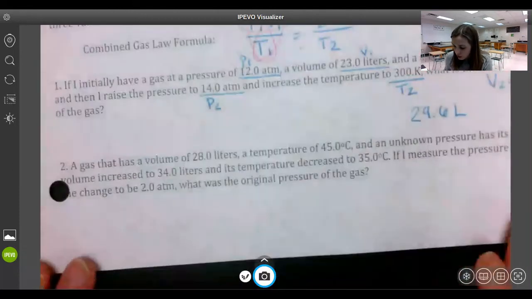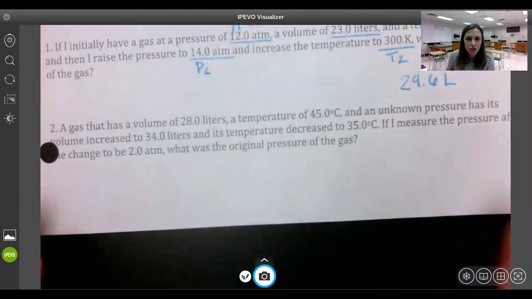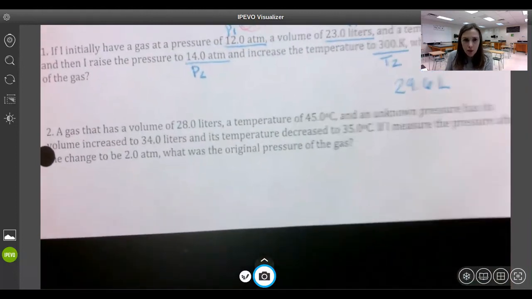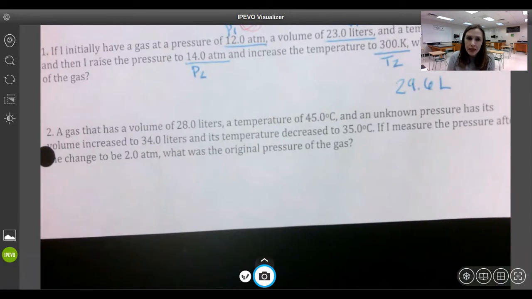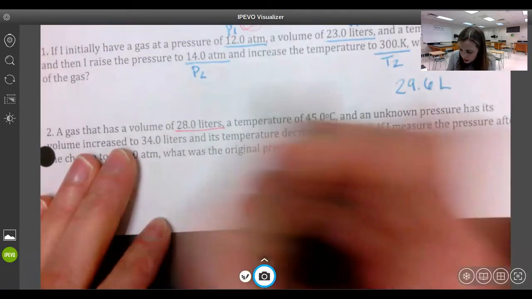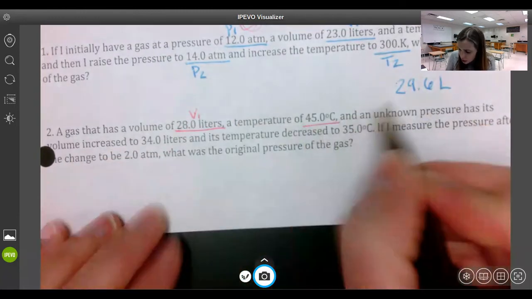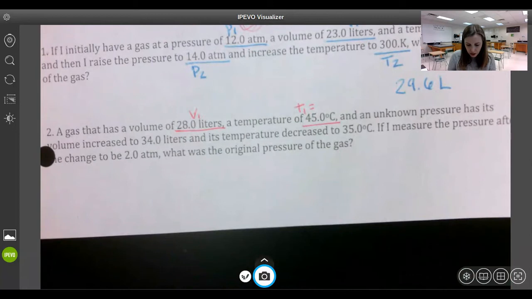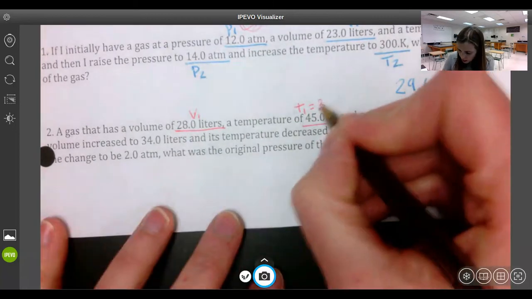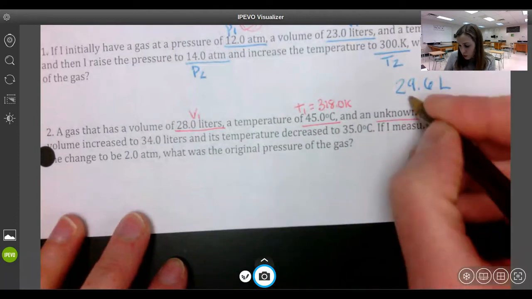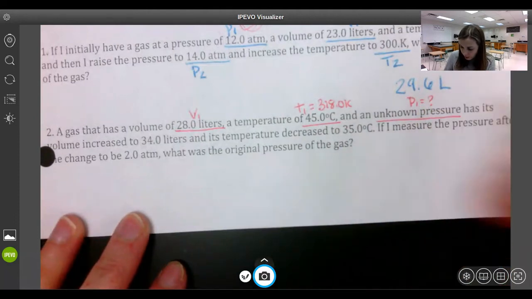Okay, so for this last one, which I know we didn't have a chance to really go through thoroughly in class, hopefully this will help you if you're having trouble with it. I'm just going to, again, go through and identify all the information that I have. So we have a gas that has a volume of 28 liters. It's a temperature of 45, so I'm going to just add 273 to that right away. So I get 318.0 Kelvin and an unknown pressure. So I don't know the initial pressure.